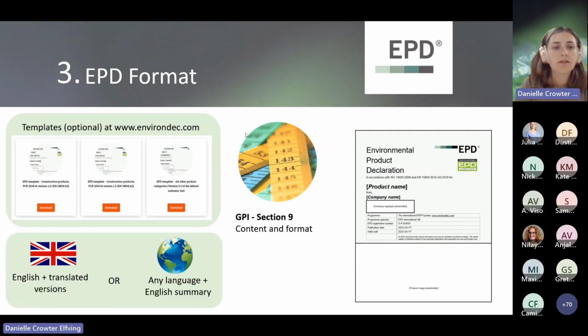I will also mention the language requirements. An EPD has to be available to some extent in English. There are two options. Either you can publish an EPD in English, and then you can also publish any translated version, as many as you want. You may also publish an EPD in another language, but then you have to include an English summary as well. And lastly, 10 megabytes is the maximum size limit of the PDF for an EPD which is accepted by our portal.